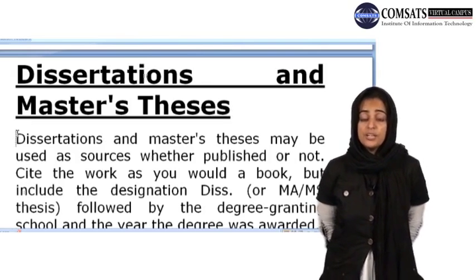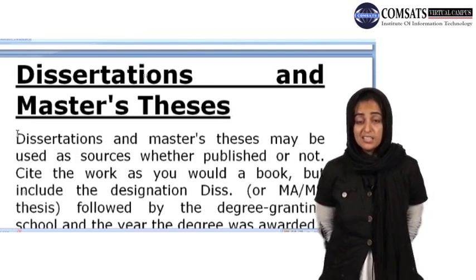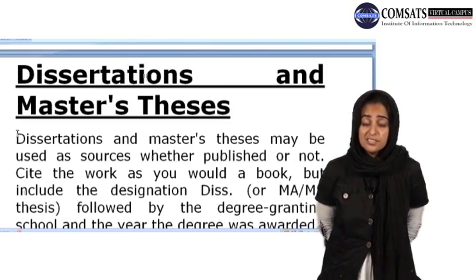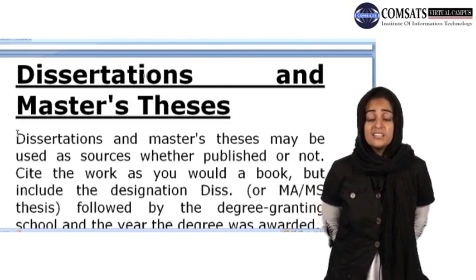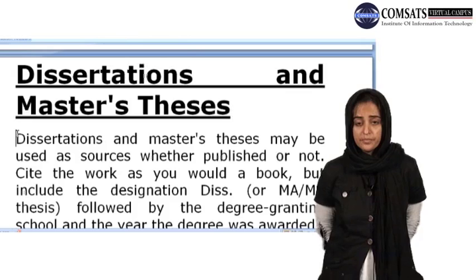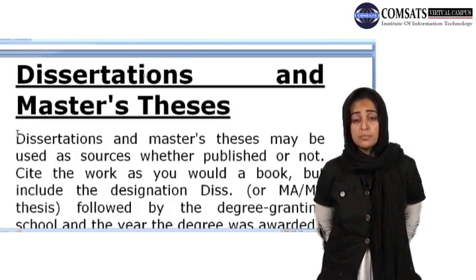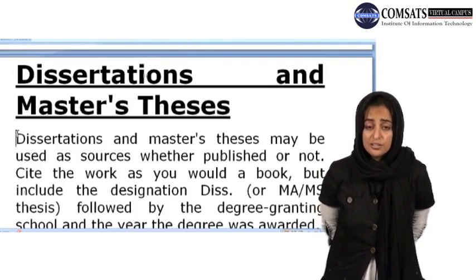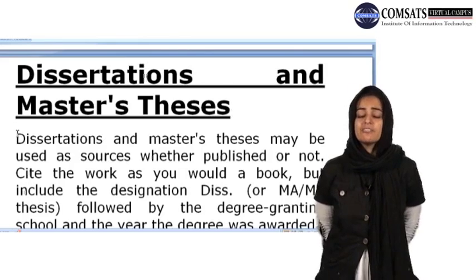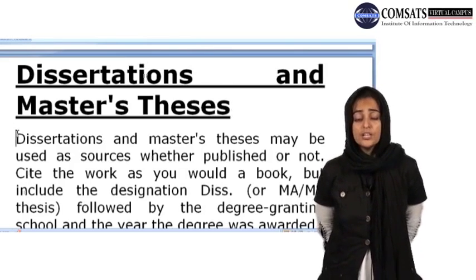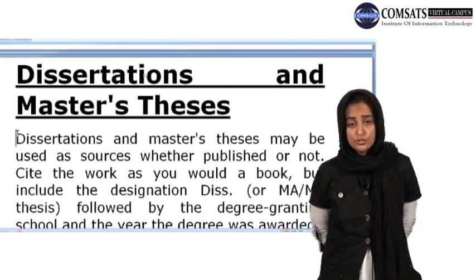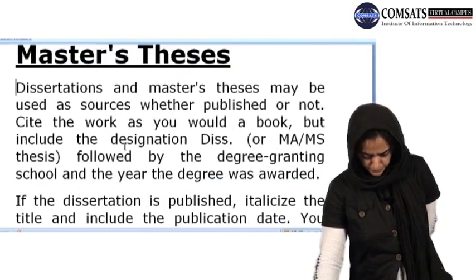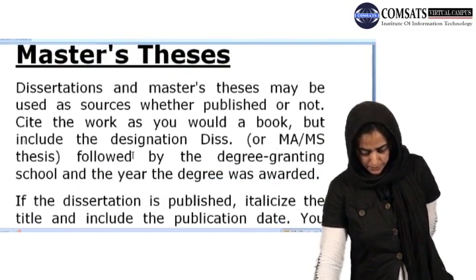Rest is same, but you would have to add up some things. Number one is the designation, for example, the dissertation or the master thesis, then the name of the university and the year in which the degree was awarded. And there are two situations. If the thesis is published, the way you will be writing the detailed reference would be different. And if the thesis is not published, the way you will be writing the detailed reference through MLA referencing style would be a bit different. So let us have a look on both the situations through an example. Kindly have a look on the screen.